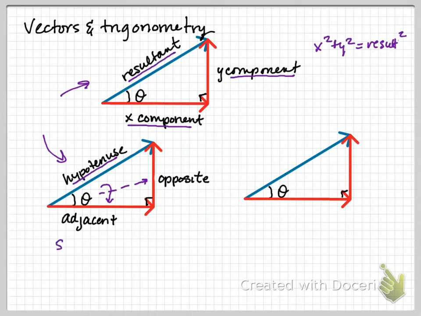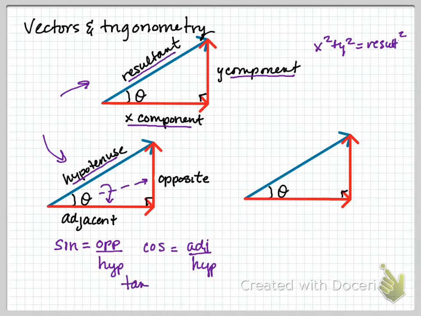And so sine is opposite over hypotenuse. Cosine is adjacent over hypotenuse. And tangent is opposite over adjacent. And you would just put the value of the length of the side in for each one of those, opposite or adjacent or hypotenuse.